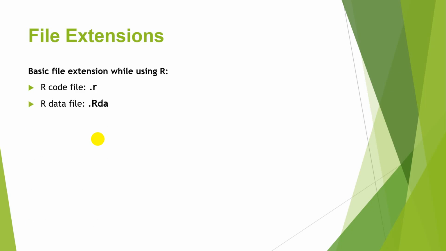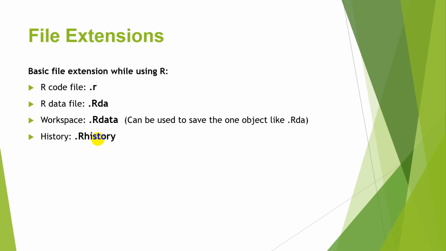Similarly, the data file will be stored using .rda, the workspace will be stored using .rdata, and the history will be stored using .rhistory. These are a few basic file extensions which we will play around with in our coming sessions. We store the code using .r, the data using .rda, the workspace using .rdata, and the history using .rhistory. Those are the few file extensions you need to remember to do R-based programming activities.